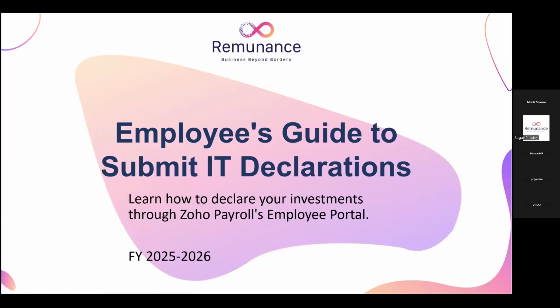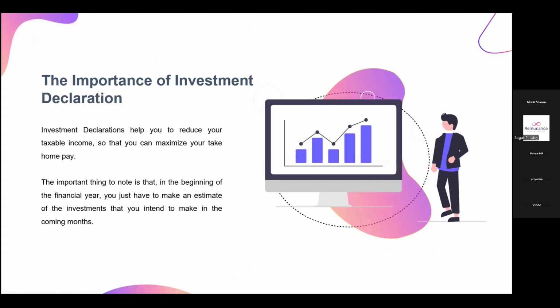Okay, so as you all know, we are in the new financial year 2025-26. So this is the time for you to declare your investments on Zoho Payroll portal. You have to declare your investments from April to January month. Now let's see why declaration is important. Investment declaration is very important as it helps to reduce your taxable income and maximize your enhanced salary. So basically this is a tax saving process. It helps to save your taxes.